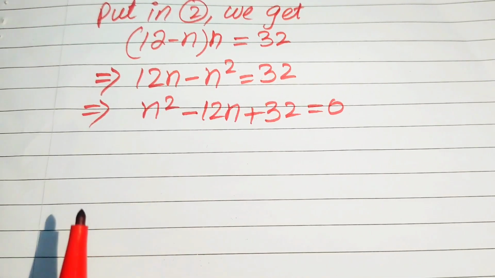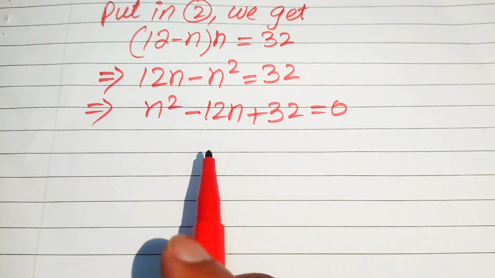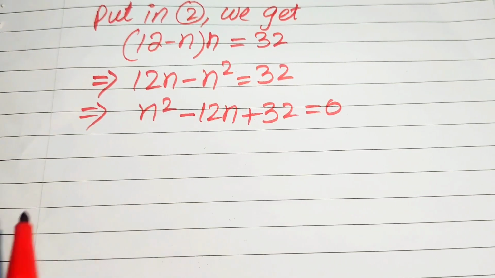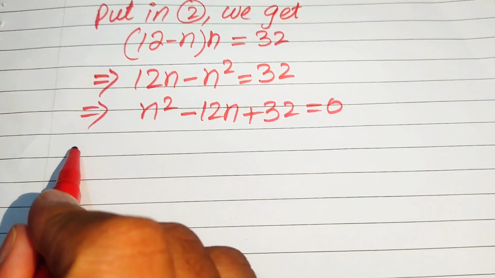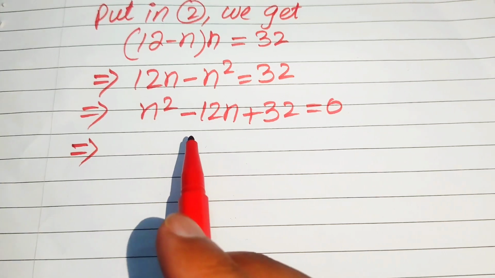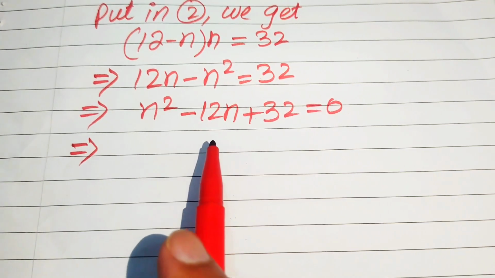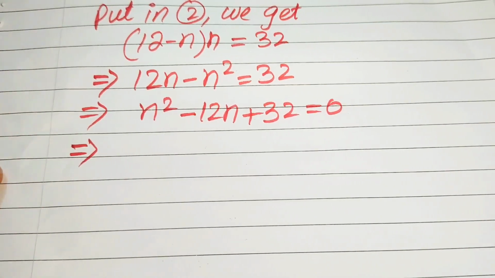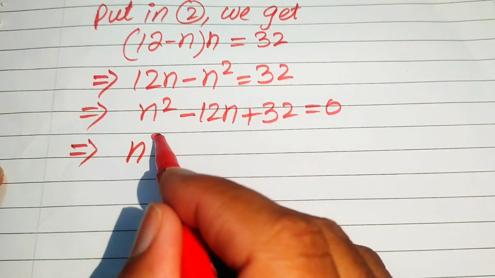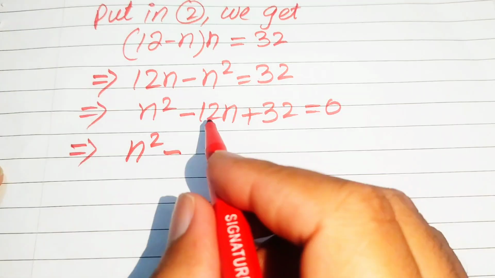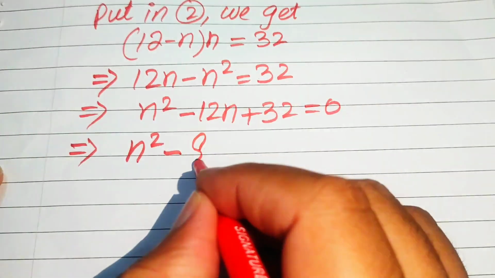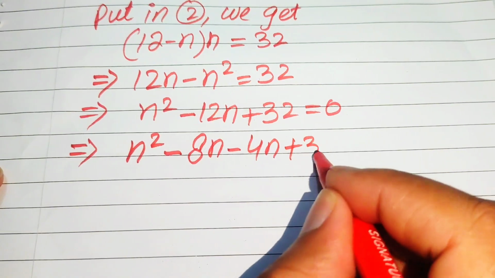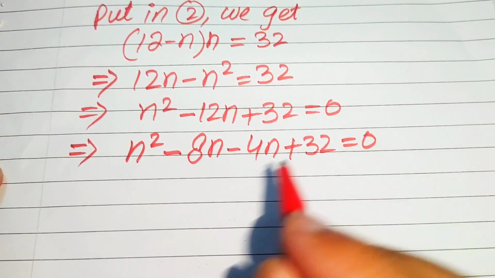So here in the next step we need to find the factors of this equation. We just factorize this equation by the middle term break. Here we break our middle term and we easily get the roots of this equation. So we focus on this minus 12n and we write it as minus 8n minus 4n plus 32 equals 0.